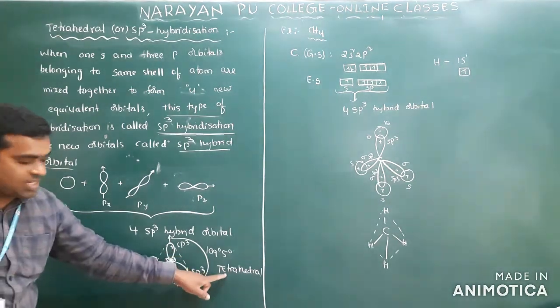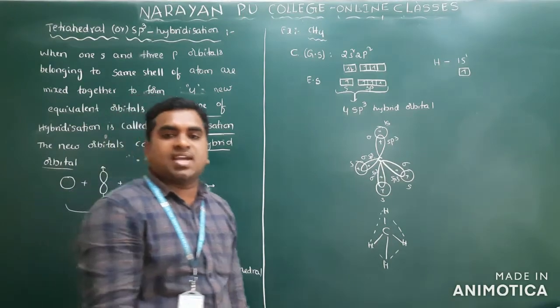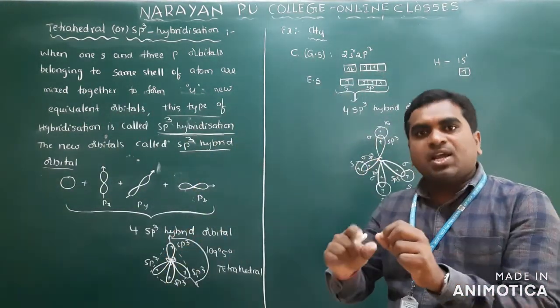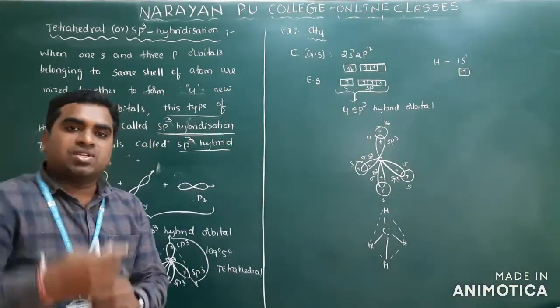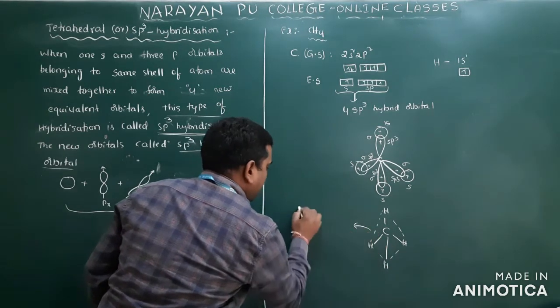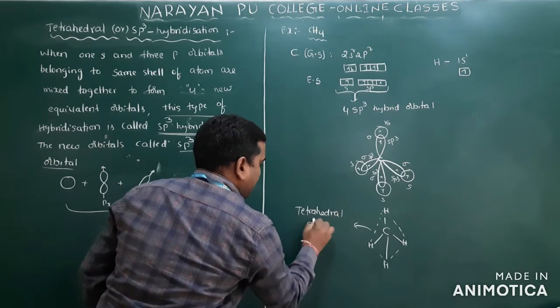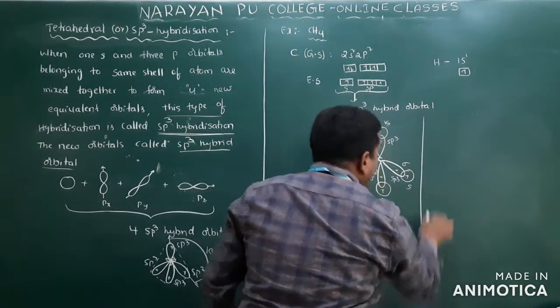What is the hybrid orbital shape? Tetrahedral. And what is the molecule shape here? Tetrahedral only. That's why I said, what is the shape of the hybrid orbital, and that shape will be the molecule shape as well. So here also it is tetrahedral. Clear?